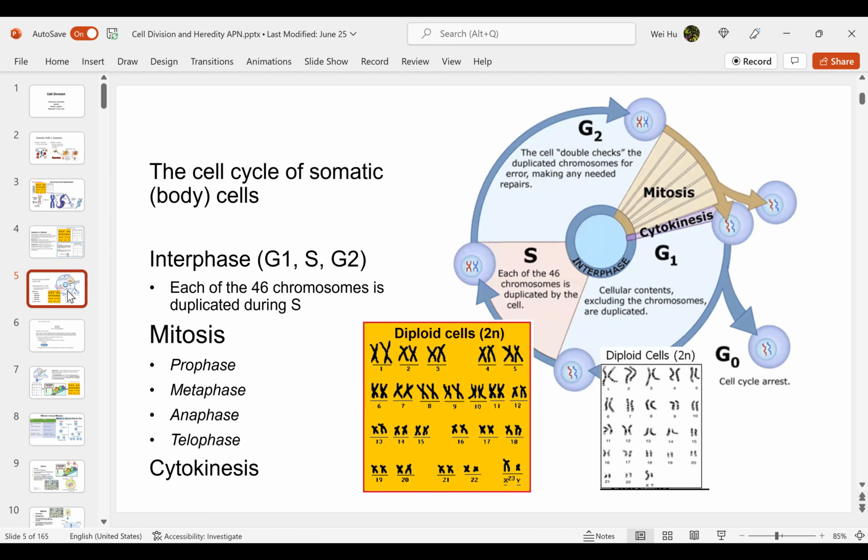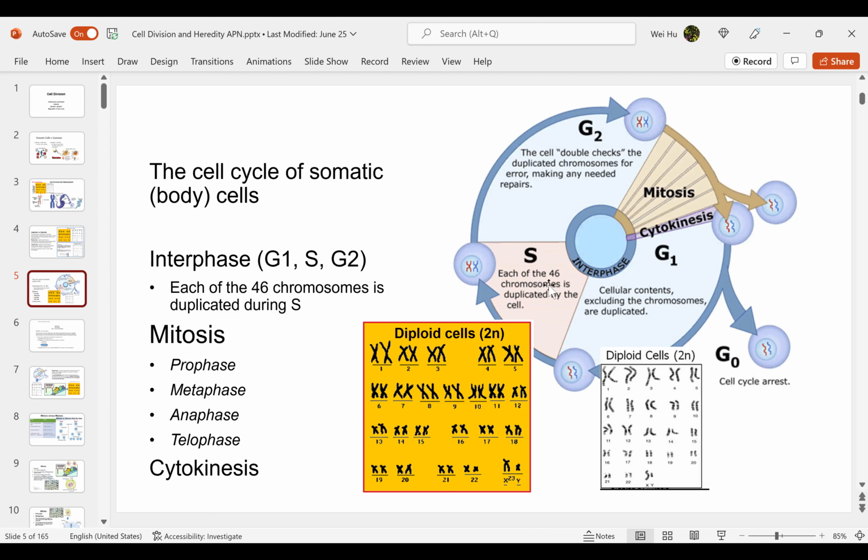So this is a picture of your mitosis. You have to do preparation. This preparation is called the interphase. It contains G1 and G2. So this is G0. In G0 and G1, you have these diploid cells, and you have two of each pair. You have one from your mom, another one from your dad.